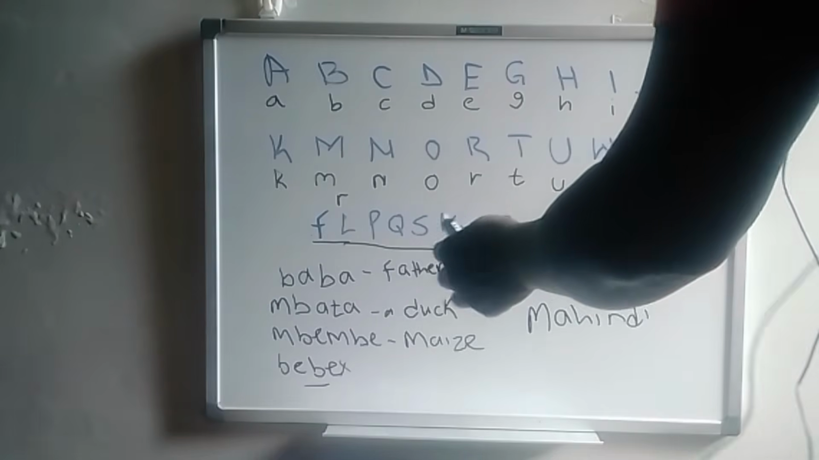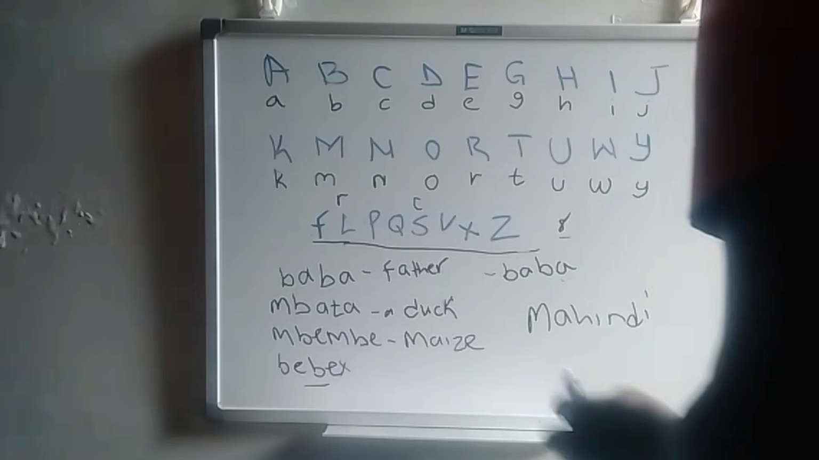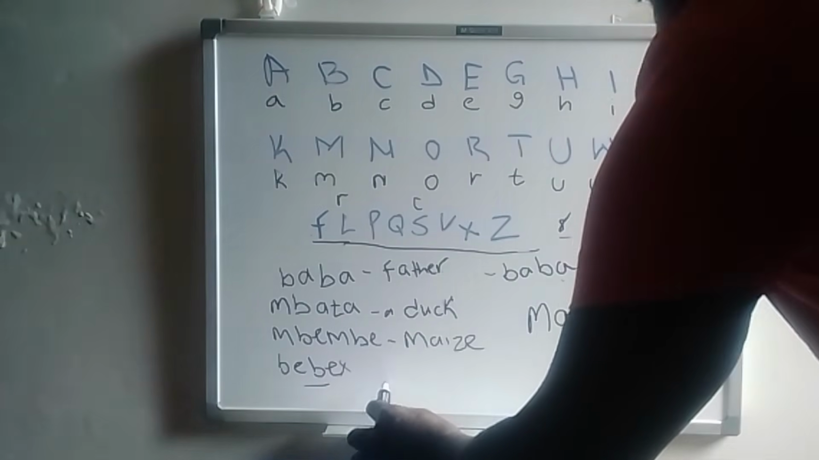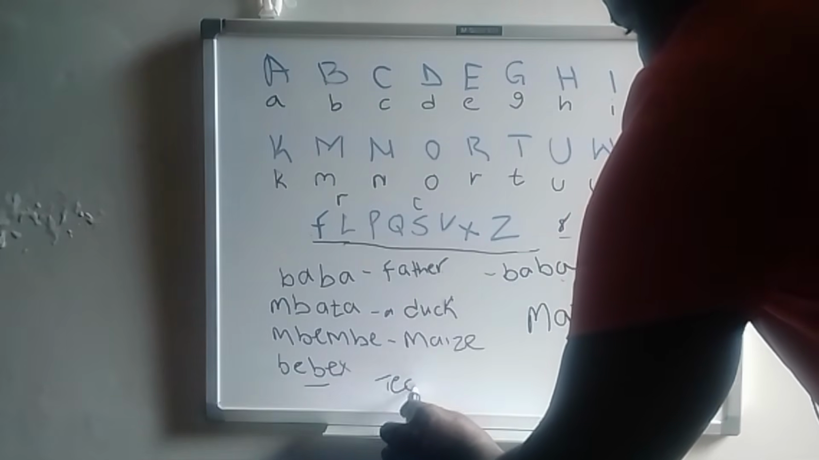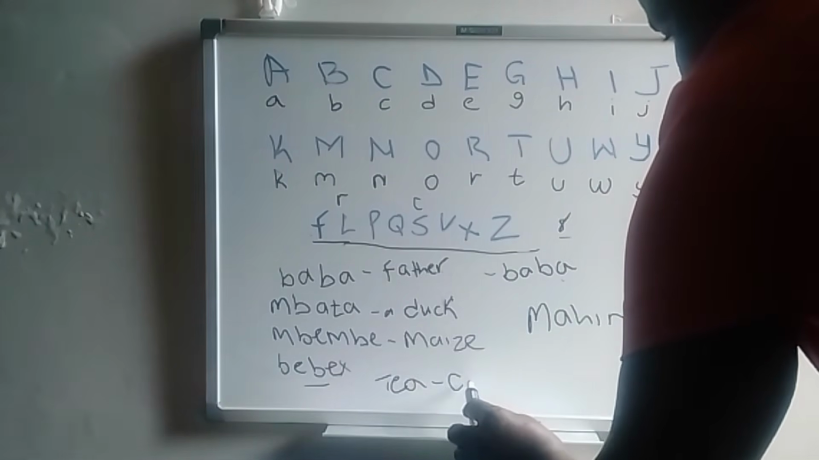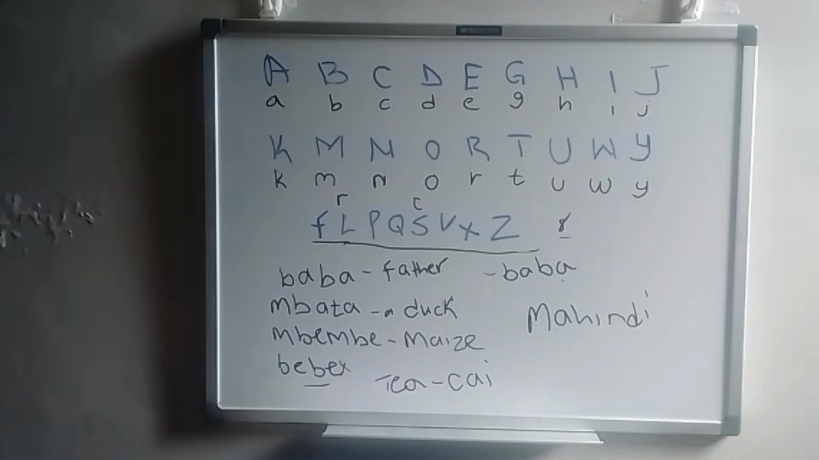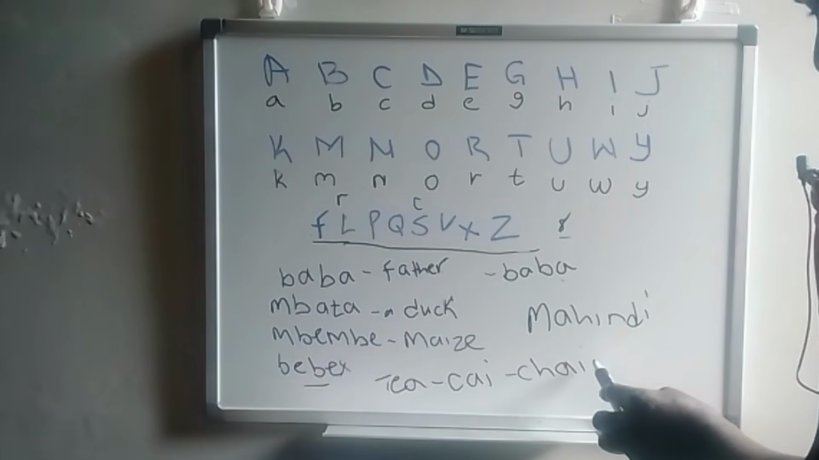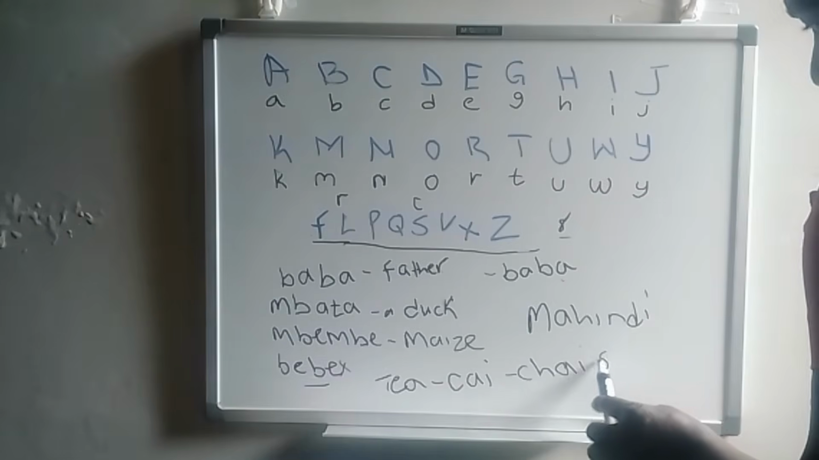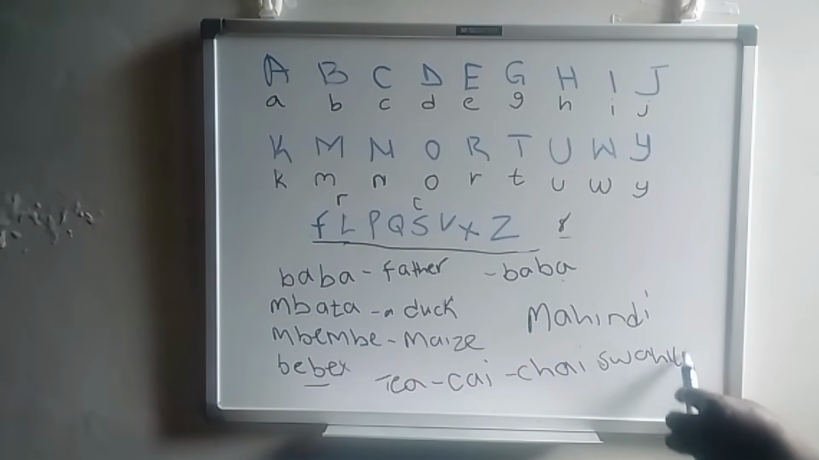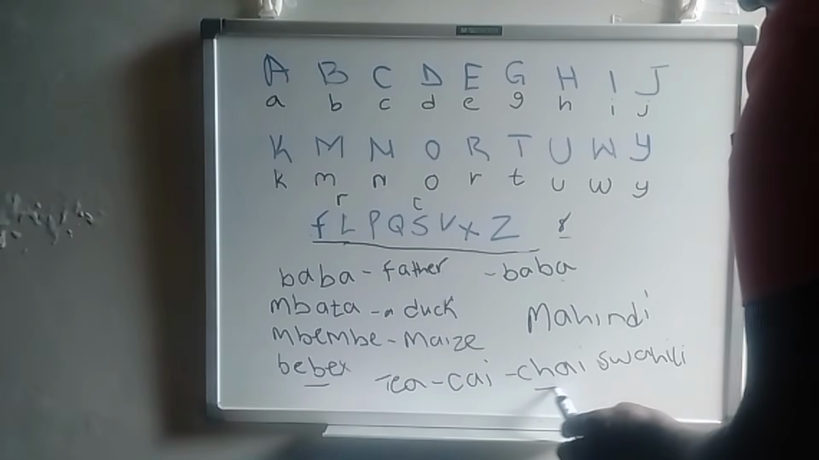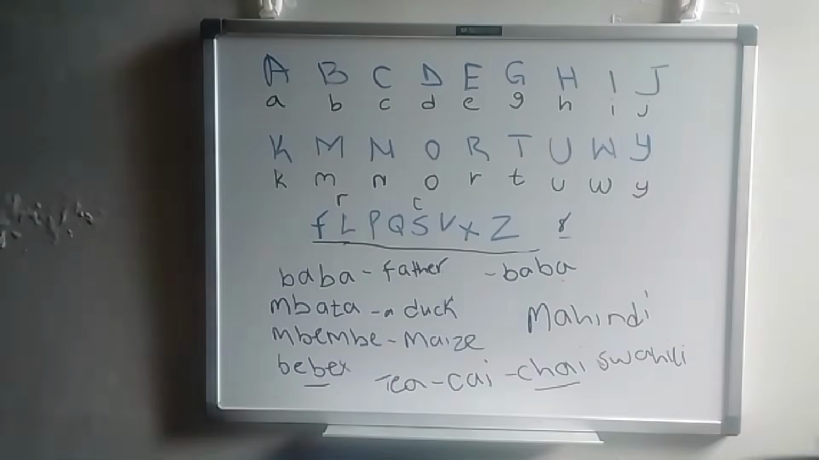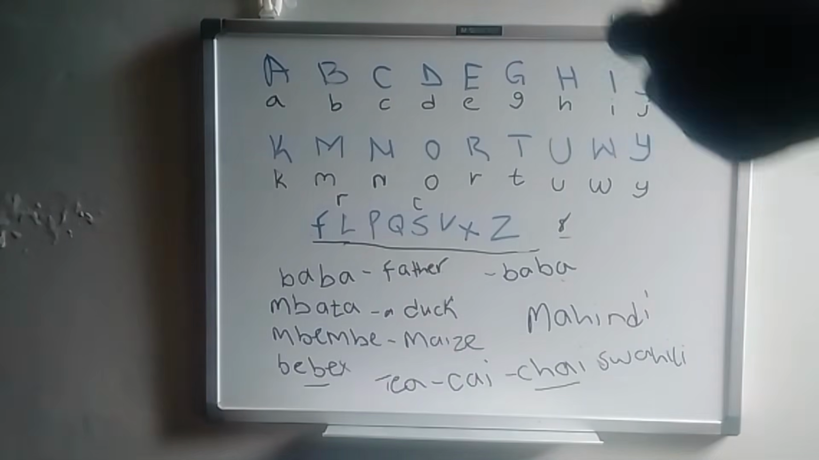Letter S, we use C instead. For example, the word chai, tea. The word tea in Kikuyu, we write like this. Chai, but not like this. This is Swahili. In Swahili you say chai. You see there is H. CH, chai, sai.